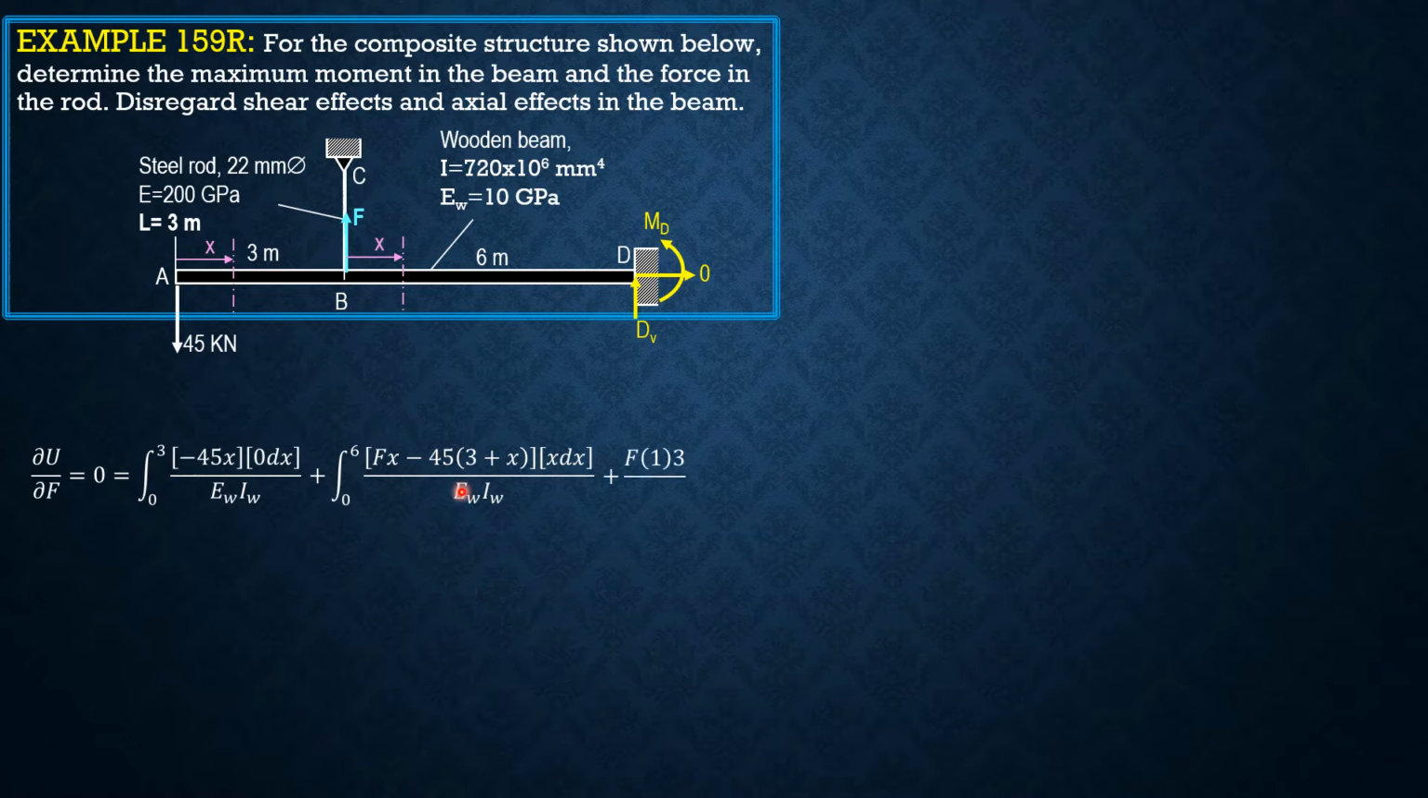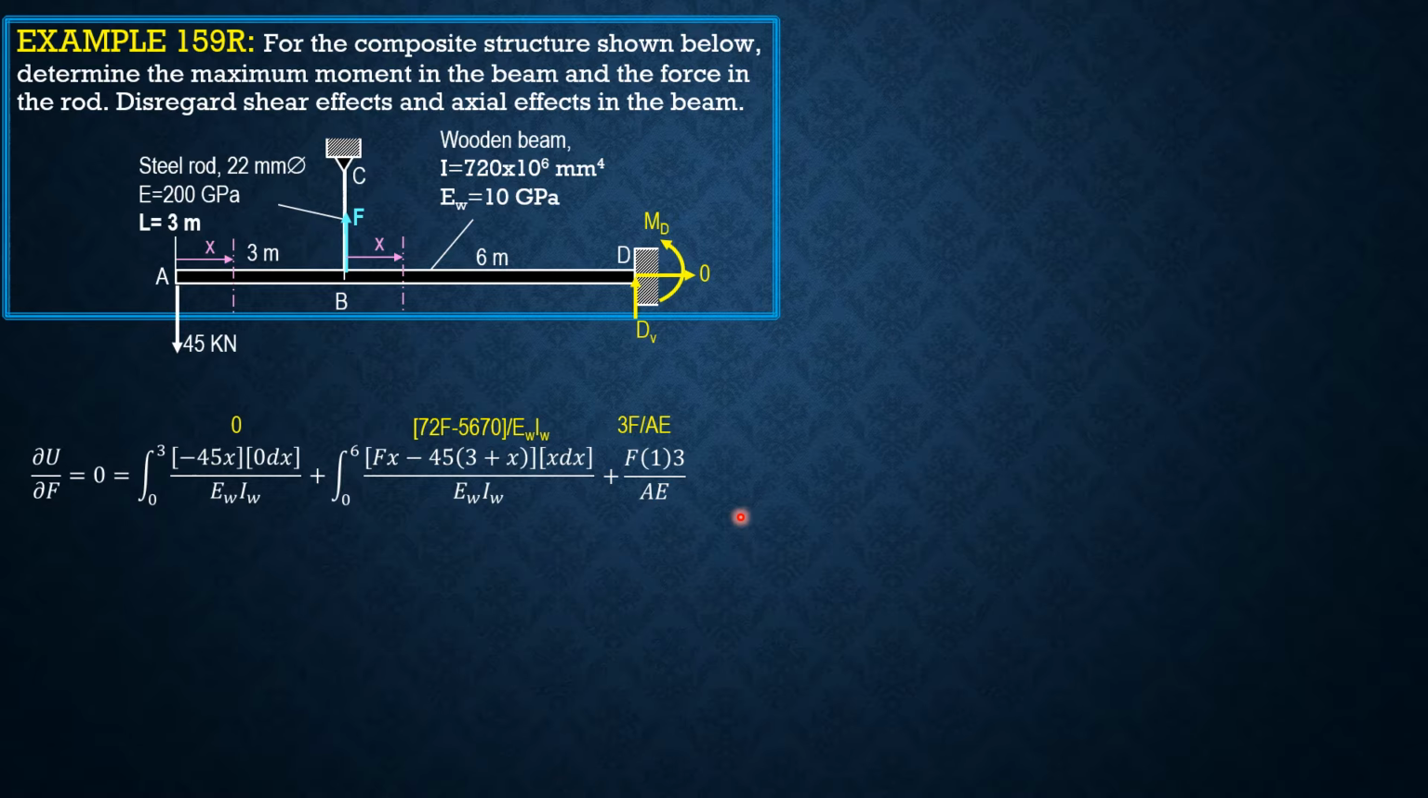Evaluating, by the way, we have the force in the rod F times the partial derivative, which is 1. The length is 3 divided by area times E for this rod here. So 0, the value of the integral here is (72F minus 5670) over E of wood, I of wood. Then of course this is 3F over AE.